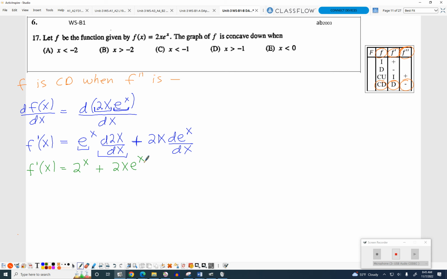Find the zero. Oh wait, no, I need to find F double prime. So what do I do? Doing great. F double prime equals.